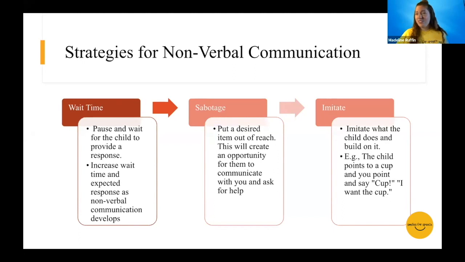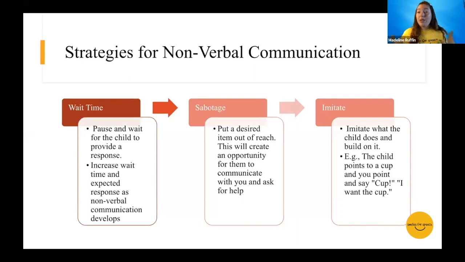And I know that sounds like a scary word, but what it really is, is just sabotaging an environment to give children the opportunity to communicate with us. So we're going to put a desired item out of their reach. Let's say I know my friend Andy loves playing with a book. It's his favorite toy. I'm going to take that object and put it out of his reach so that it creates an opportunity for him to ask me for it, to communicate with me that he wants that book, even though I know he wants that book.